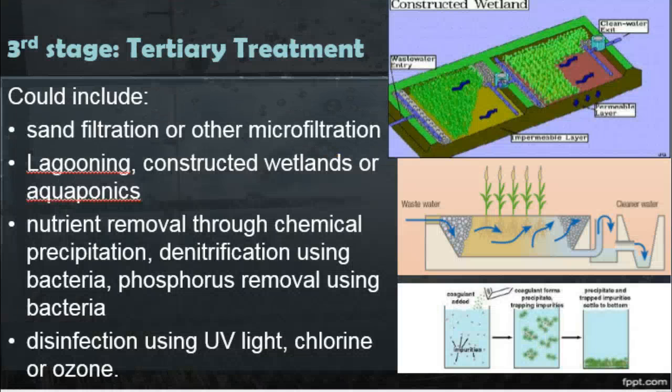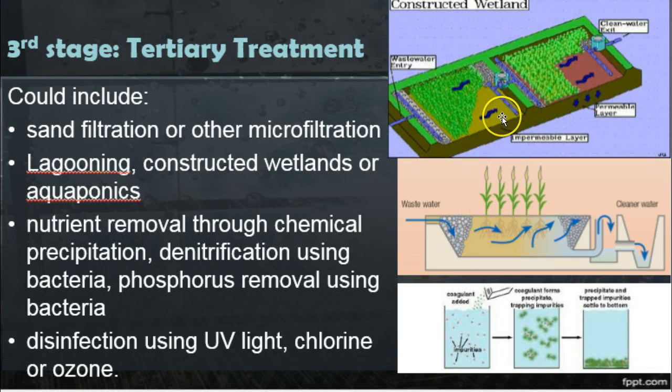All right, and then some systems also include a third stage, although this is fairly rare. So the third stage could be a lot of different things. It could include filtering it very finely, called microfiltration, through a very fine filter, or it could include passing it through a series of lagoons or constructed wetlands or an aquaponic system. And the idea there is as it goes through the system, the living organisms, especially the plants, are going to take up a lot of those excess nutrients like nitrogen and phosphorus. And when that's removed from the water, now you're not going to have as much of a risk of eutrophication.